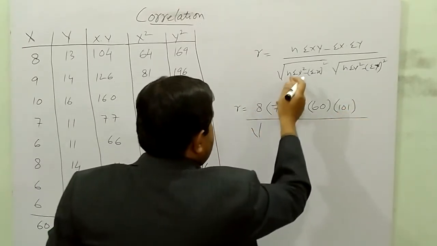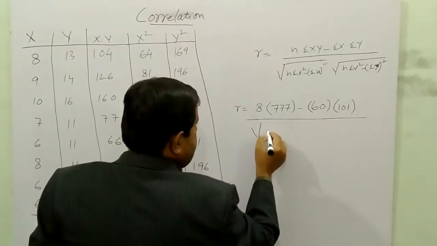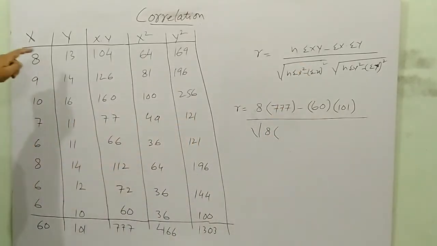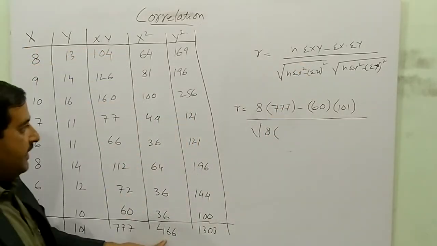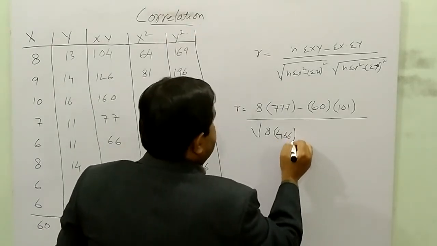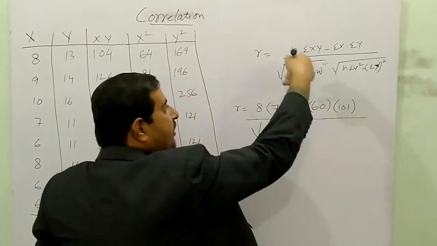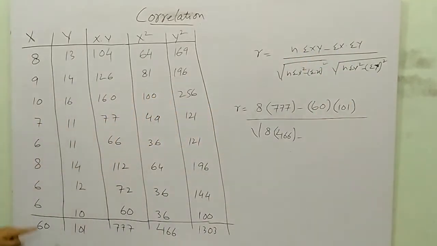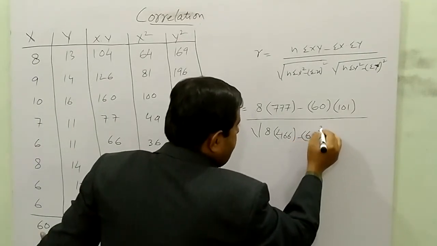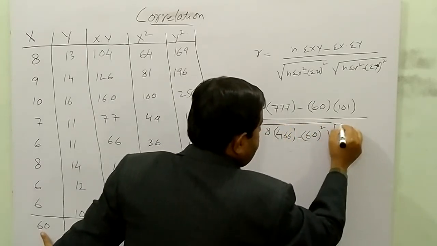Now under the root, n. What is n? Similarly, n is the number of items, that is 8. So it is multiplied by summation of x square, which is 466. Then minus the sum of x and its square; here the sum of x is 60 and its square. Square root close, then the next square root.